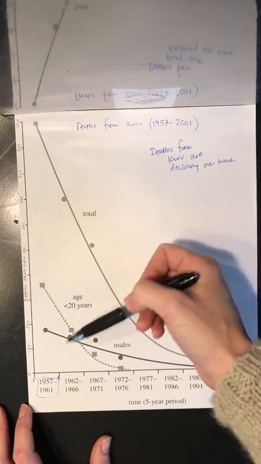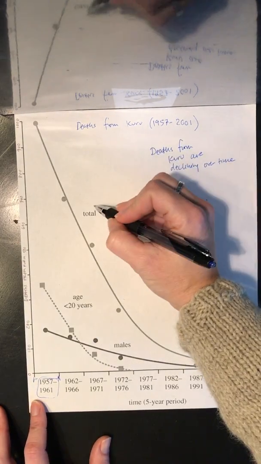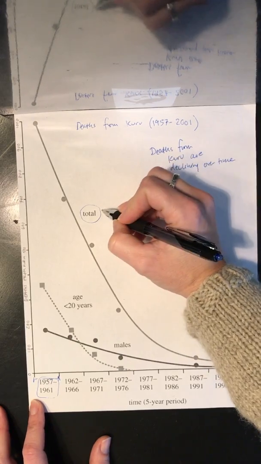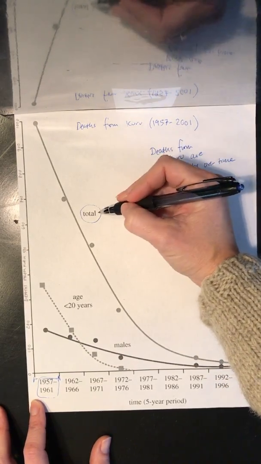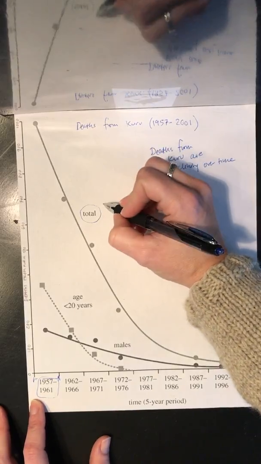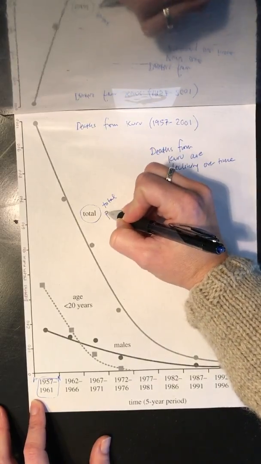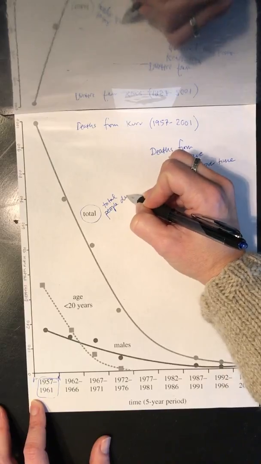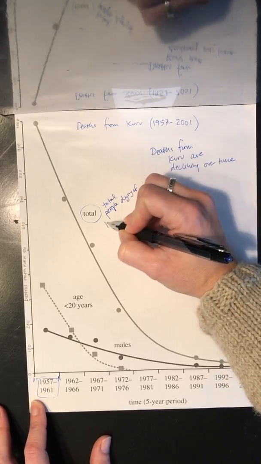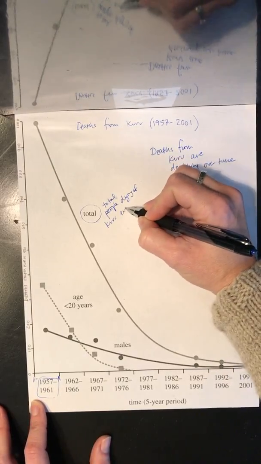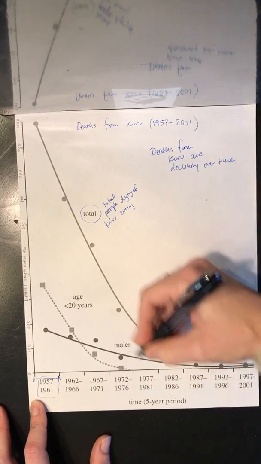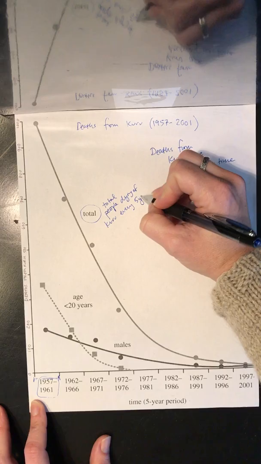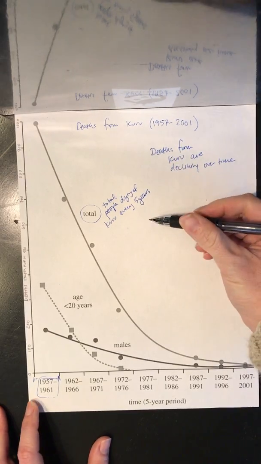to figure out what this line is because I've got 3 different lines on this graph. All right, so this is total. So I got to think, okay, what's my graph about? Deaths from Kuru. So this is total deaths from Kuru. So these are total people dying of Kuru every time period. So my x-axis is every 5 years. Every 5 years, just to remind myself.